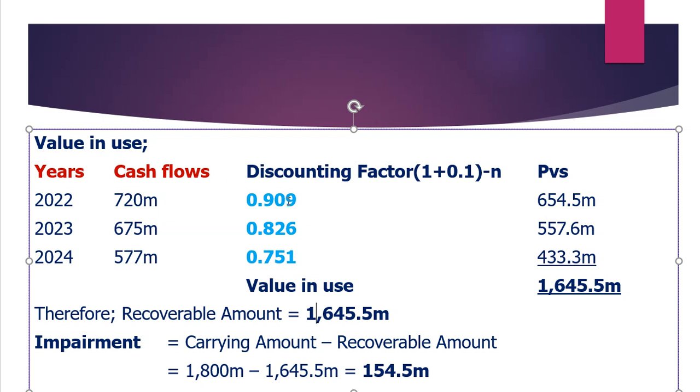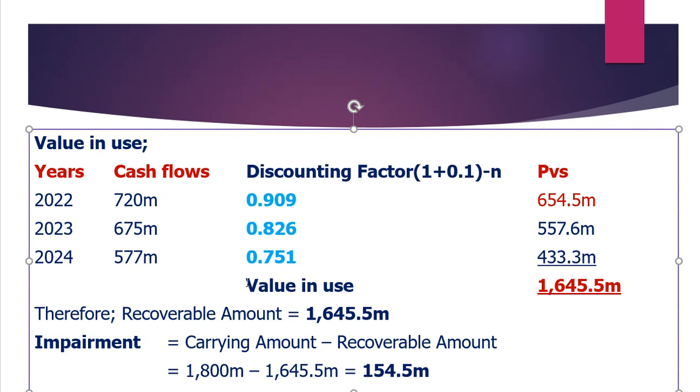In year 1, you multiply by the discounting factor here, then you get the present value here. I am painting it. Right. Then even in year 2, you do the same. And eventually, you total up this column of the present values to get the value in use as 1,645.5.